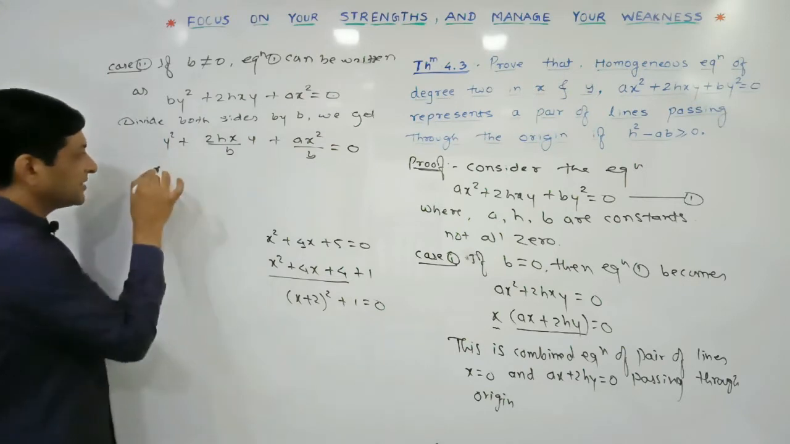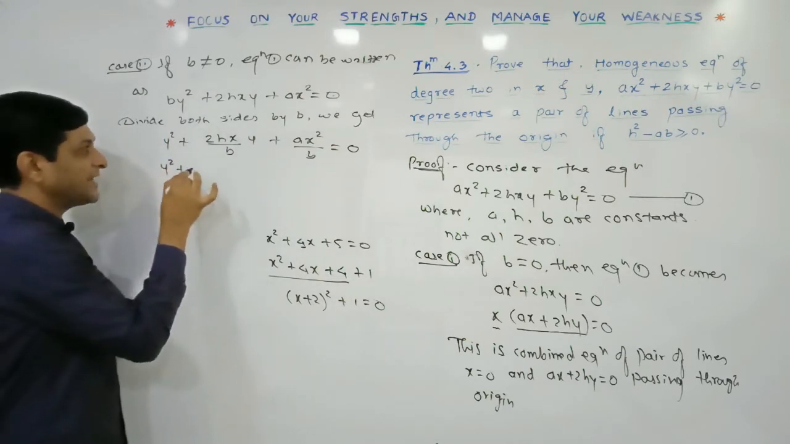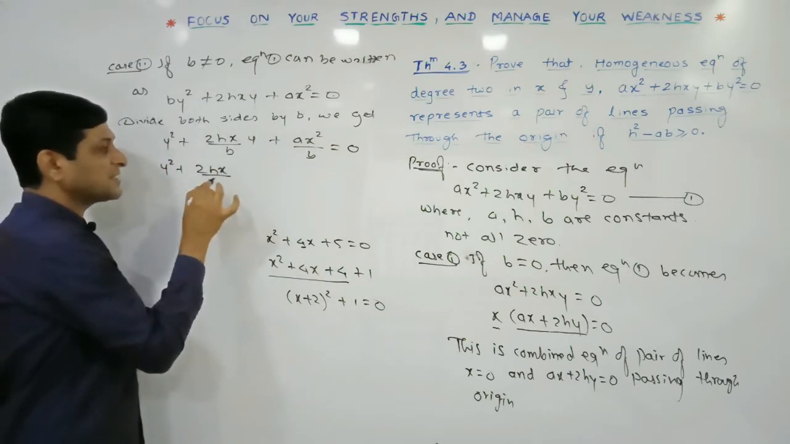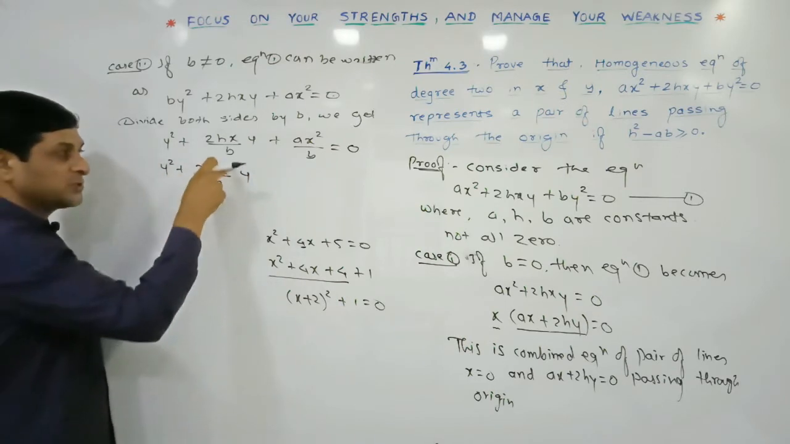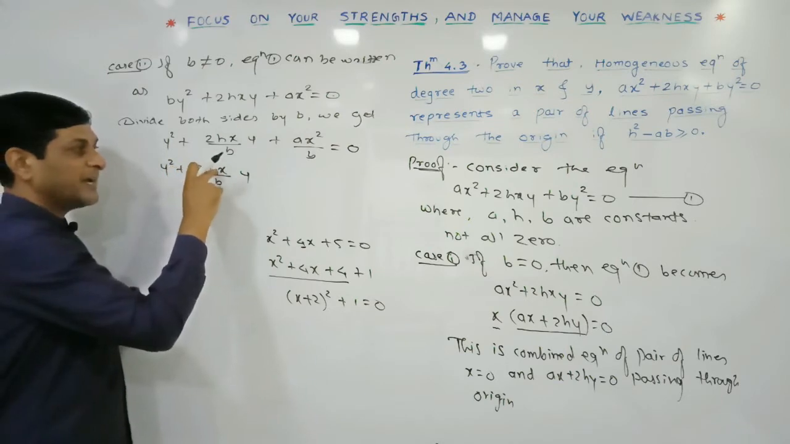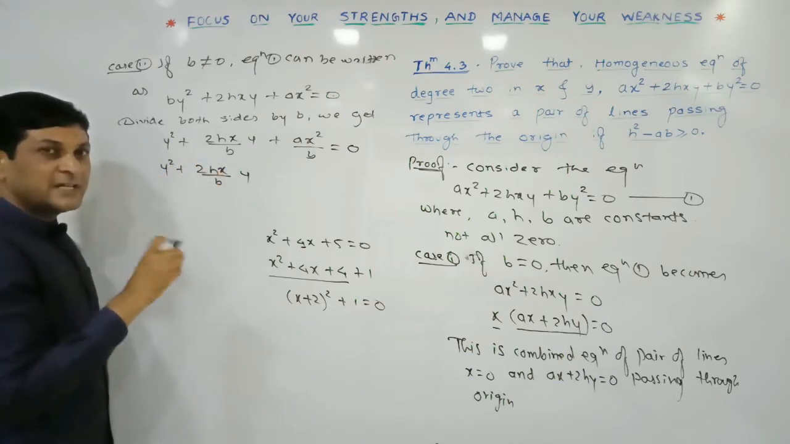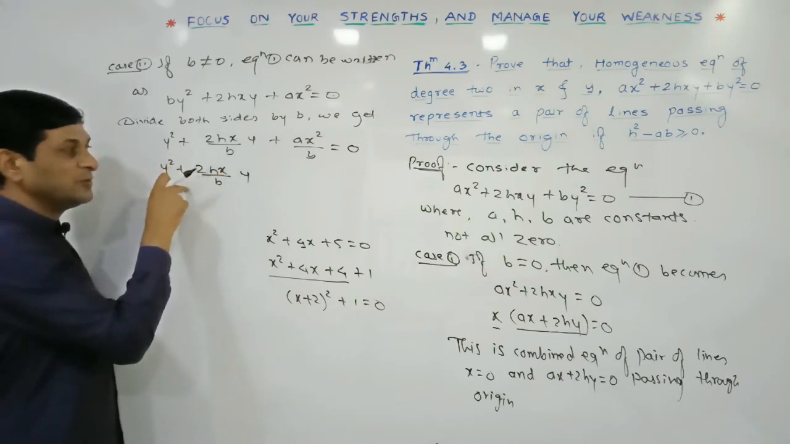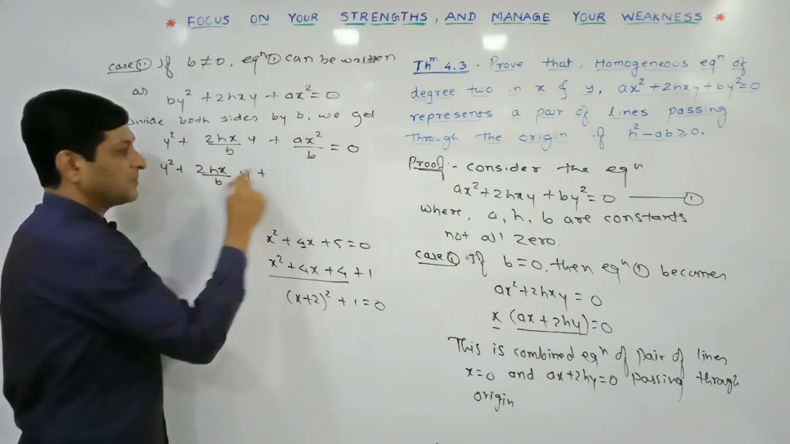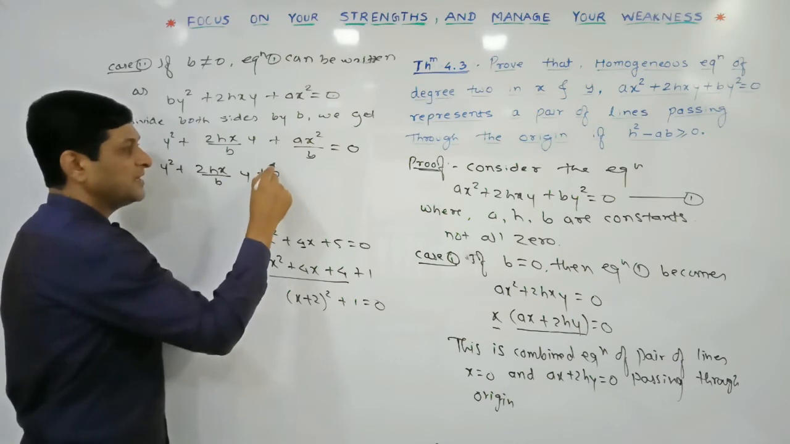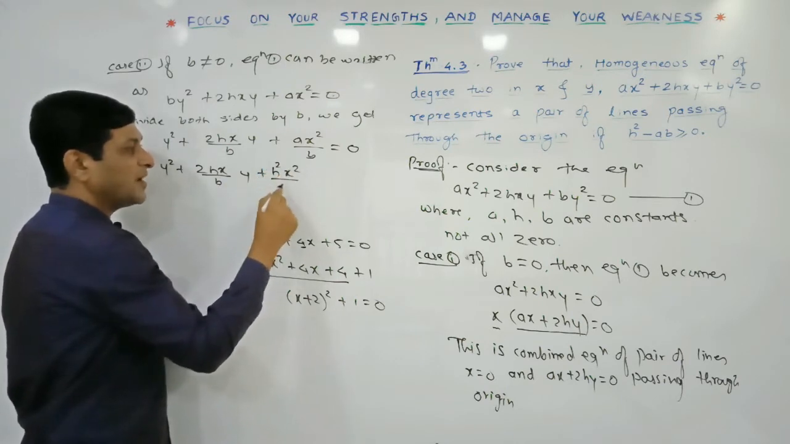Okay, so here keep the first term as it is, y square as it is, 2hx upon b into y. Here the equation is in terms of what? y. What is the coefficient of y here? 2hx upon b. If we take its half, 2 will get cancelled. What is the remaining term? hx upon b. So add its square. What is the square of hx upon b? h square x square upon b square.